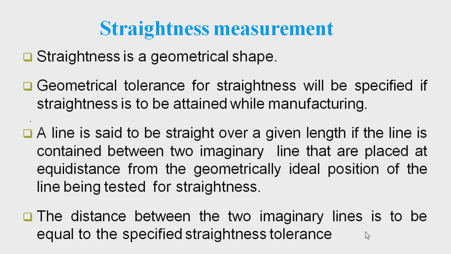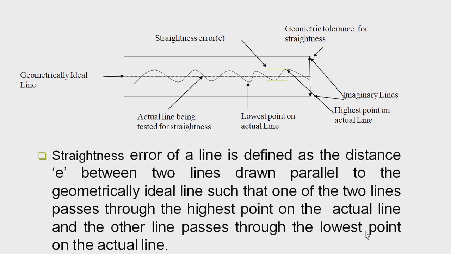A line is said to be straight over a given length if the line is contained between two imaginary lines that are placed at equidistance from the geometrically ideal position of the line being tested for straightness. The distance between the two imaginary lines is to be equal to the specified straightness tolerance. And in this figure we can see the center line, which is marked as the geometrically ideal line, and the two parallel lines above and below this line are being used for the tolerances.